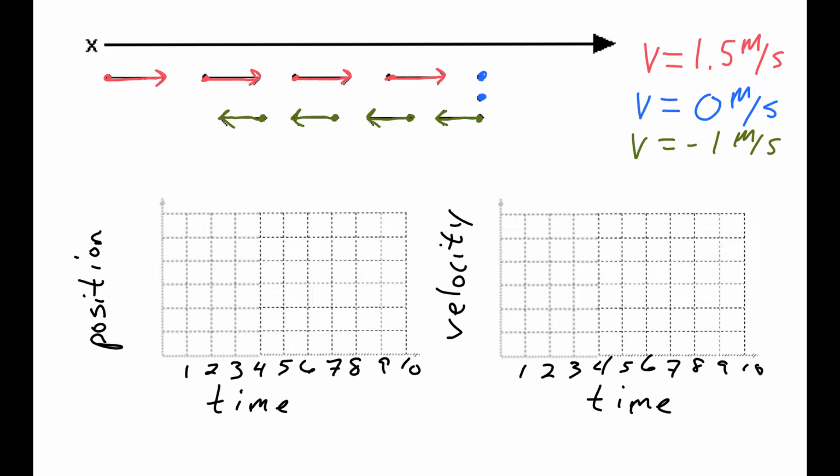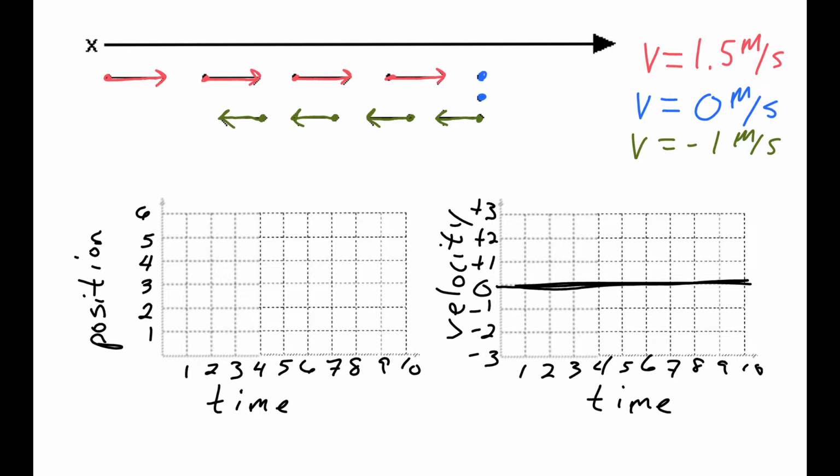And then we're going to have a position going from 1 to 6 also. And our velocity, we have our middle line, which represents 0. And we have +1, +2, and +3. And going down, we have -1, -2, and -3. So, starting us off, we will go ahead and start with the red section.